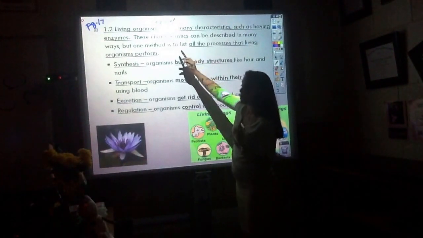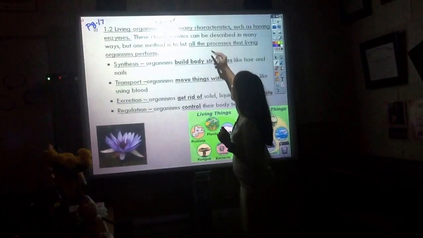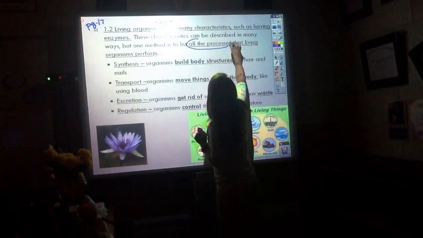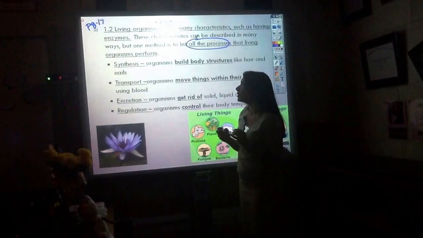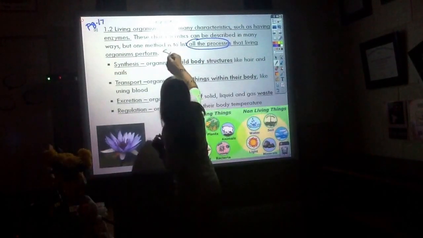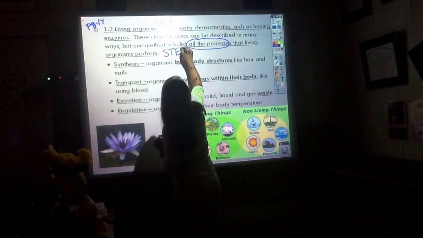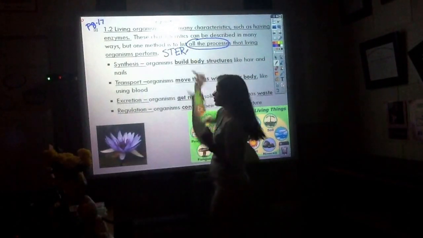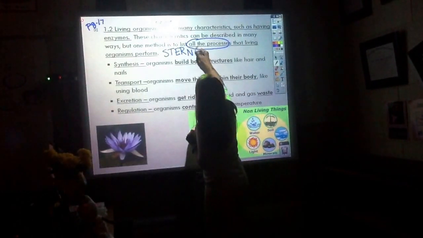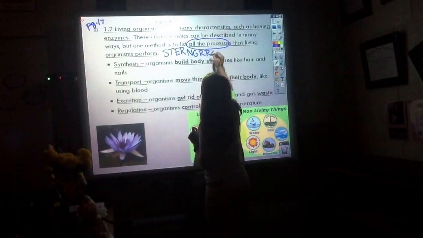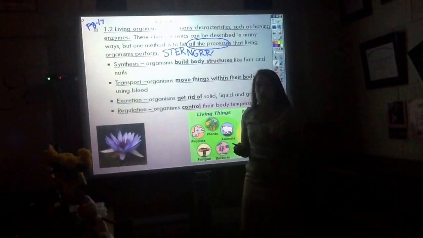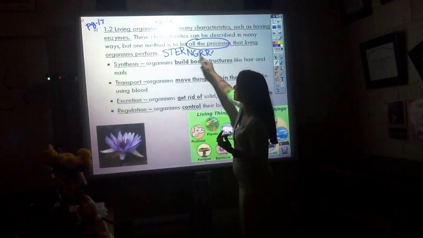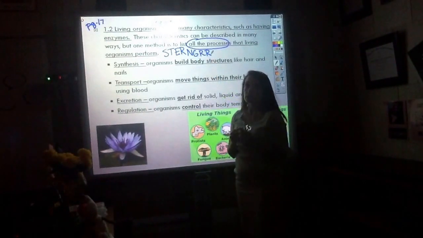But we're going to look at it by listing all of the processes. Please circle all of the processes that living organisms perform. We're going to remember them by remembering these letters. S-T-E-R, stir, and then STERNGRR, STERNGRR. And we do this in North Carolina because the North Carolina end of course test focuses on these 8 main processes. For example, the word synthesis.